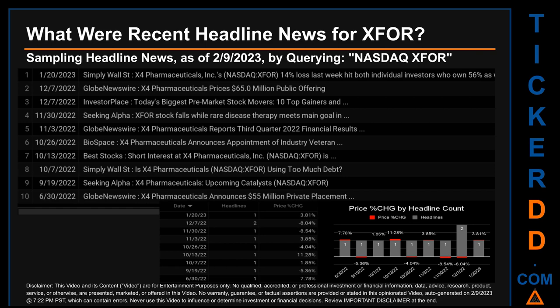Wednesday, November 30, 2022 was the day with the highest percentage change in price when we compare opening versus closing price for the ticker. The day saw a drop of -8.54% when XFOR opened trading at $1.64 and closed at $1.50. There was one found headline when Seeking Alpha published the headline that read, XFOR stock falls while rare disease therapy meets main goal in.